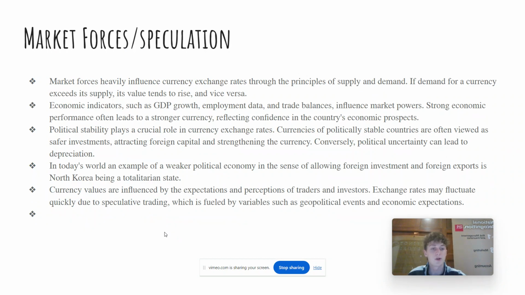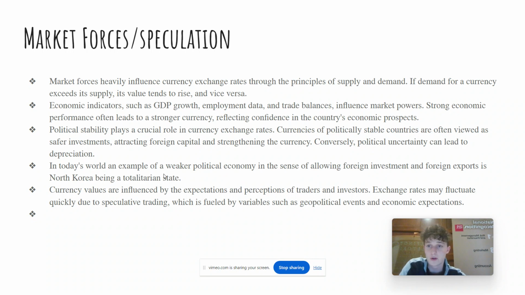Finally, looking at the last determinant of currency and exchange rates, we're looking at market forces and speculation, basically everything that affects the world in any type of business way in a micro or macroeconomic issue. So market forces heavily influence currency exchange rates through the principles of supply and demand. If demand for a currency exceeds its supply, its value tends to rise, and vice versa. Economic indicators such as GDP growth, employment data, and trade balances influence market powers. Strong economic performance often leads to a stronger currency, reflecting confidence in the country's economic prospects.